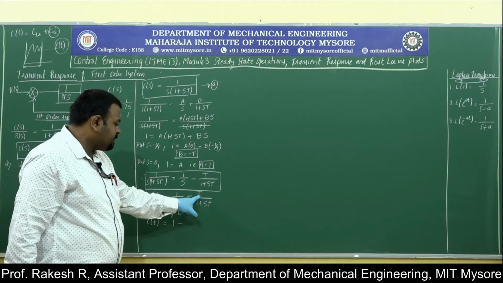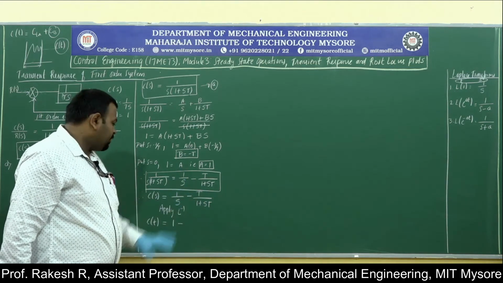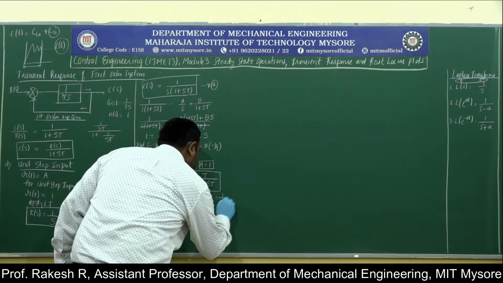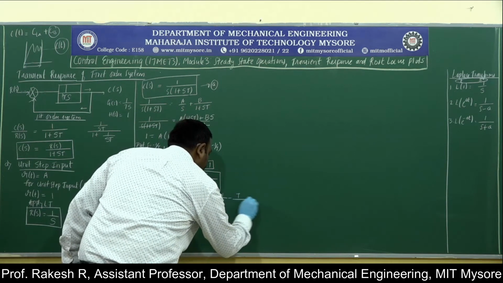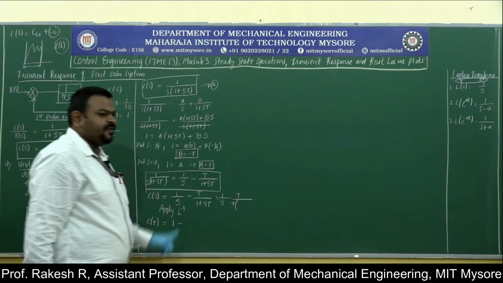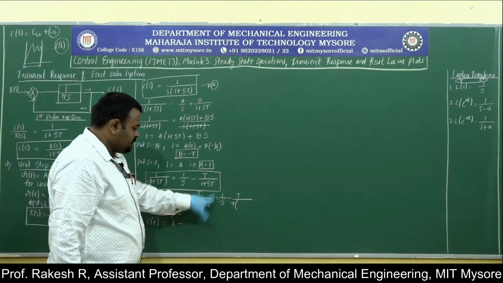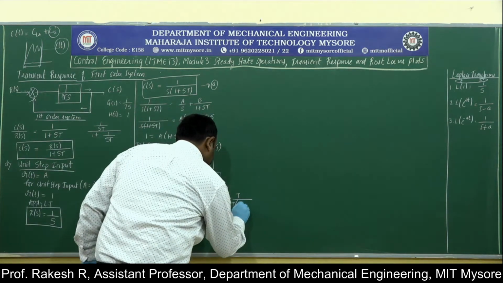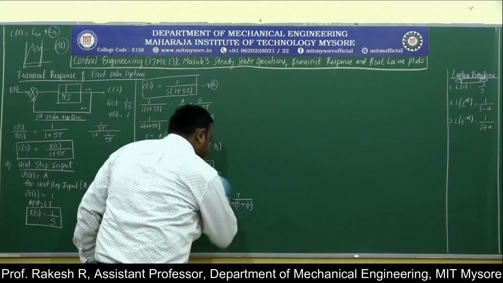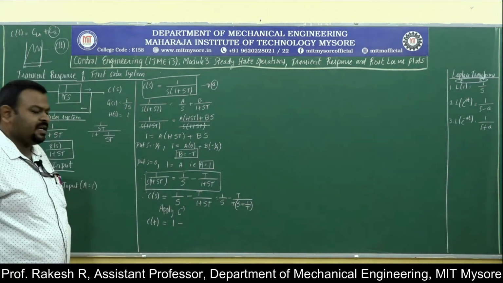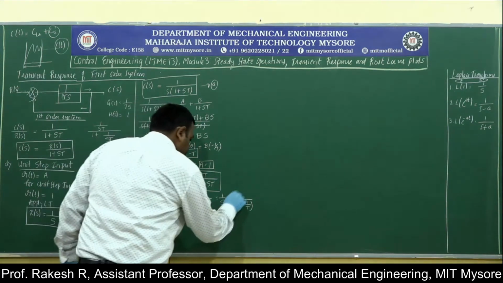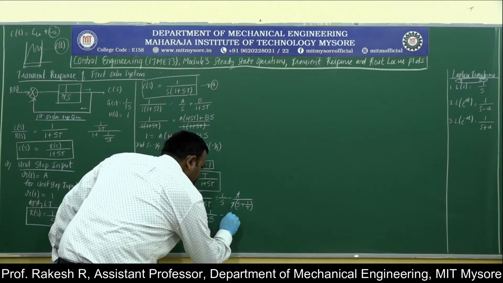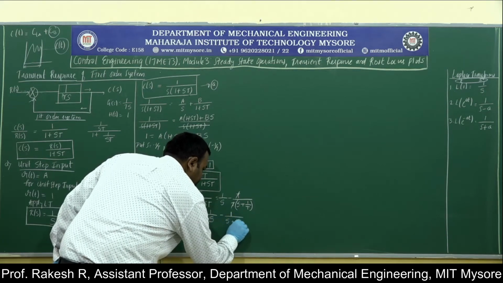So here what we can do is simplify this part further. 1 by s minus, I will take t common in the denominator. If I take t common in the denominator, st plus 1, t common, so s plus 1 by t. The t's get cancelled, so the expression will be 1 by s minus 1 divided by s plus 1 by t.